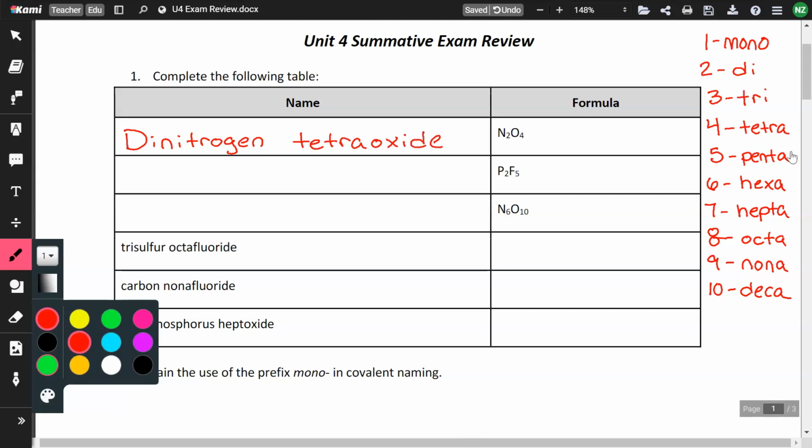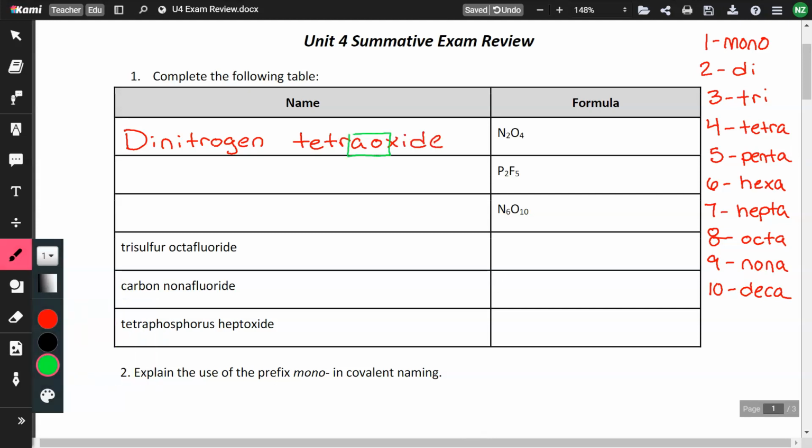Now, when we do this, you notice you have something kind of weird here. You have an A and an O next to each other. There's another rule that says if this happens, if your element starts with the letter O and your prefix ends with A, we're going to just drop the A, just like that. So it'll be tetroxide.